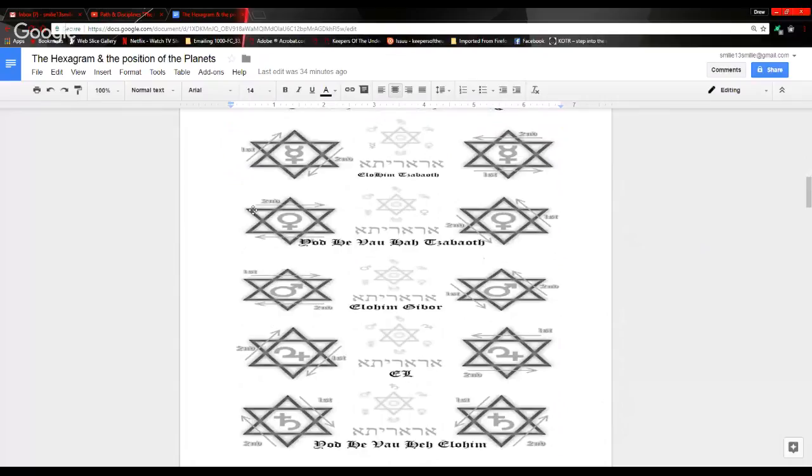Now for Venus, we start at the left-hand side. As you can see, it's just the opposite of the banishing for Mercury. We start the inverted one, go from the left to the right, down, up, the upright at the bottom, far right to the left, up, down, finishing it, drawing it out. Yad He Va He Sabaoth.